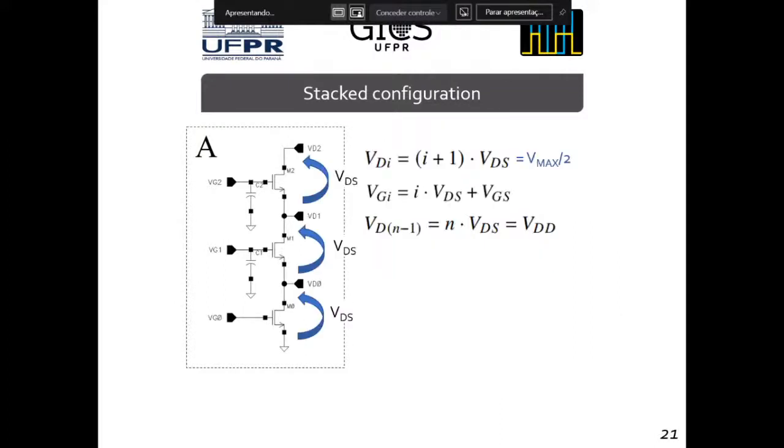The DC voltage distribution of the circuit may follow the presented equations. In this work, VDS was made equal to Vmax over 2, while VGS can be set as a function of the linear class for amplifiers. Finally, the supply voltage may be defined by the stack height N multiplied by VDS.